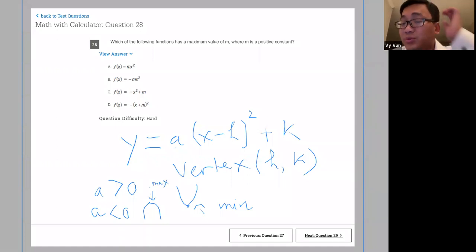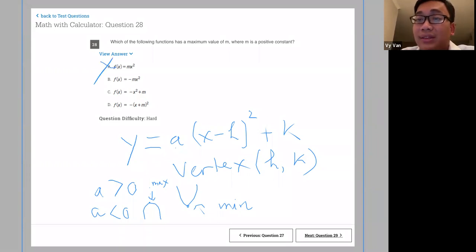So first of all, let's see which one is negative. So here, m is positive, so we know that this one is not max. This is min. Let's look at this one. Negative m x squared, so here h and k are 0. So the vertex is at 0, 0.